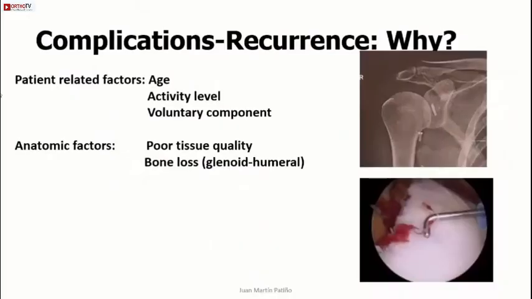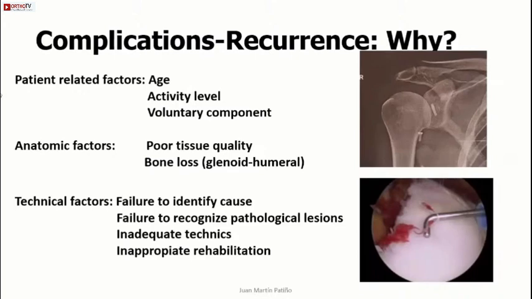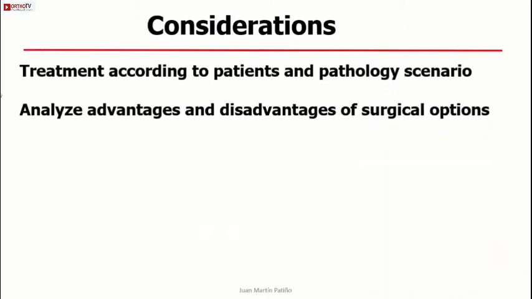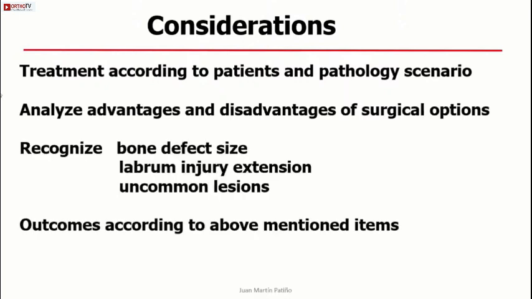We can see complications and recurrence rates in every technique. Why? There are patient factors and anatomic factors, but we must avoid technical factors: failure to identify the causes of the instability, failure to recognize pathological lesions, inadequate techniques, or inappropriate rehabilitation. As final considerations, the treatment must be according to the patient and pathology scenario. We have to analyze the advantages and disadvantages of every surgical option, recognize bone defect sizes, labrum injury extensions, and uncommon lesions. The outcomes in general are according to these items.